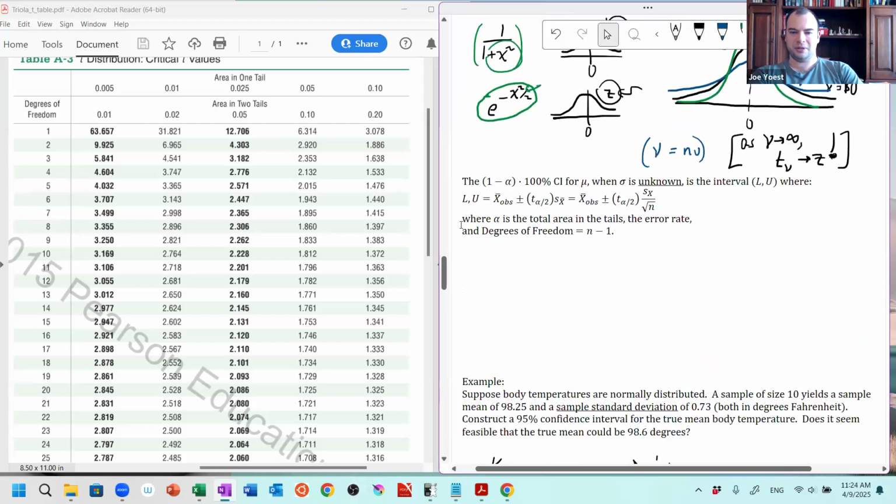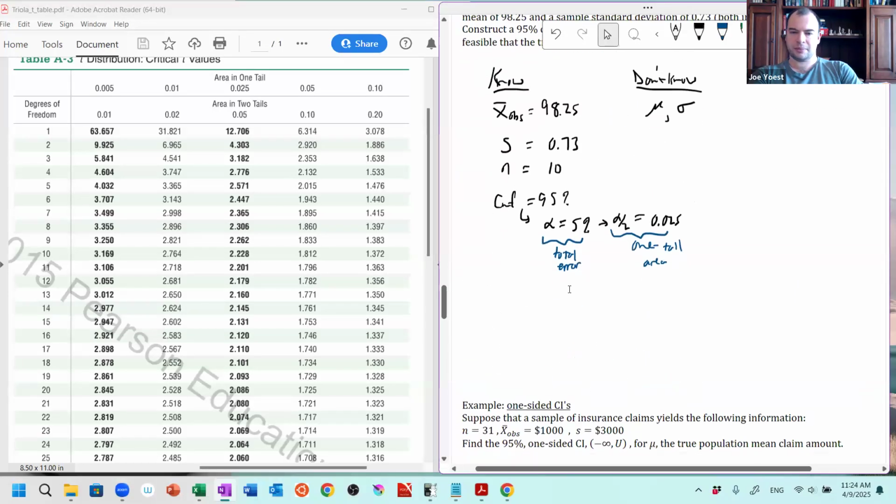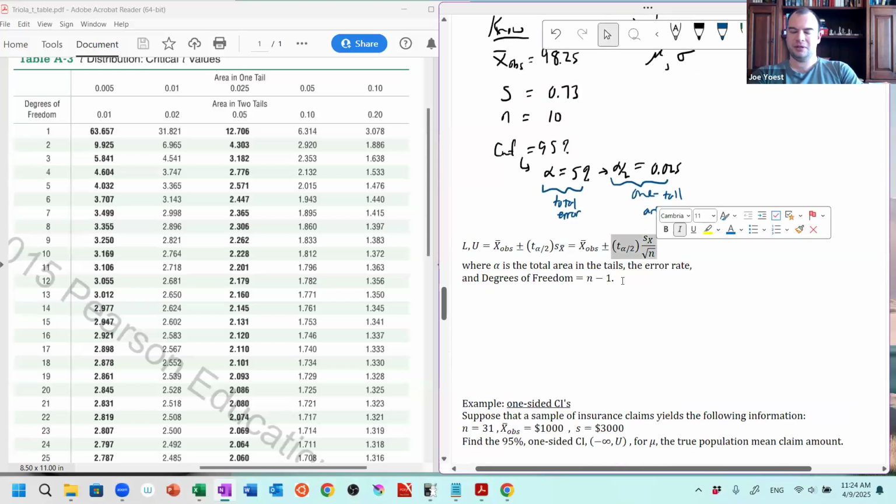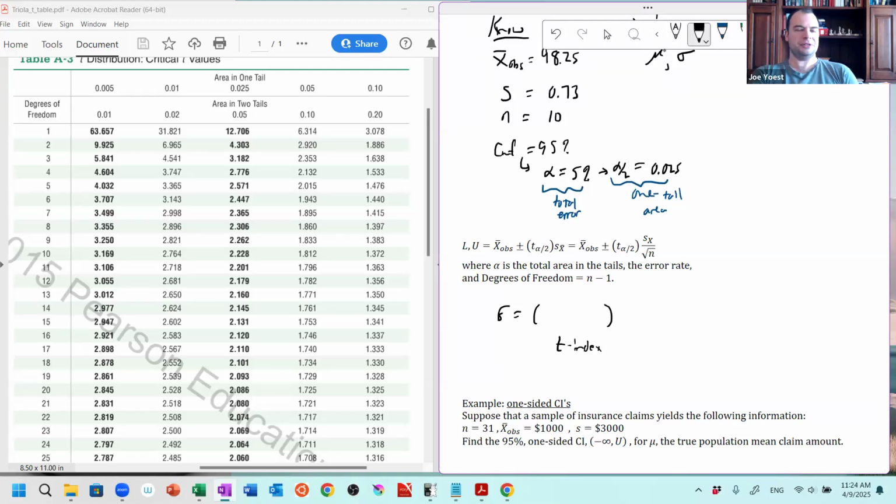Okay, well, let me copy this down for quick reference. So I guess the first thing we should do is compute our margin of error. So the error is going to be a t index instead of a z index times s over root n. Well, s over root n, that's basically the same mechanically as we had done before, where it's just s instead of sigma. 0.73 over root 10.